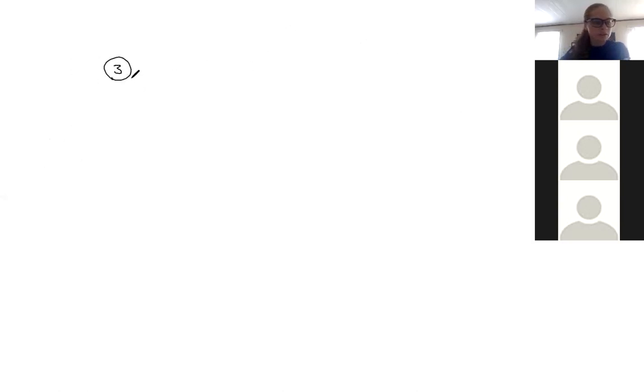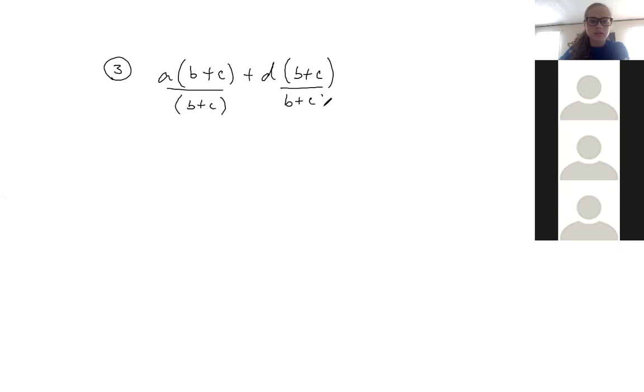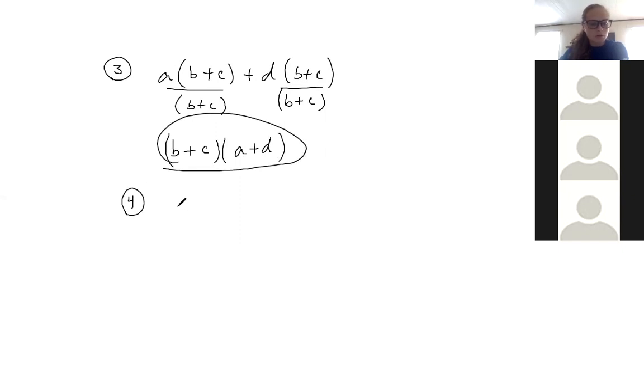Number 3, a times b plus c plus d times b plus c. Hopefully you saw that there was a b plus c factor in each one of these, and so we're just going to pull that out. I pull out a b plus c, and I'm left with a plus d, and that is your final answer for number 3.